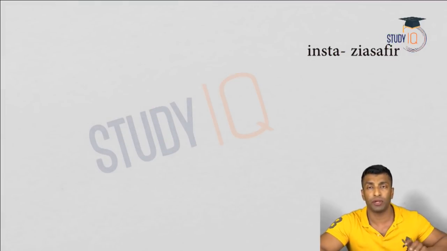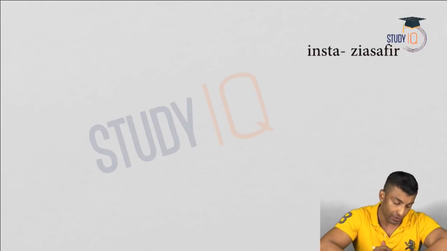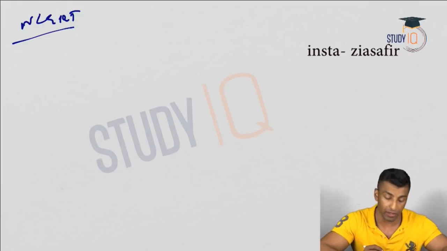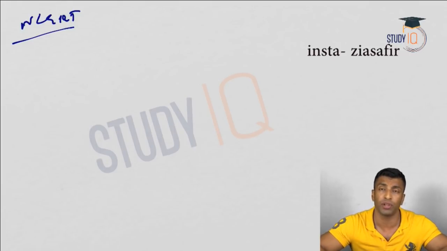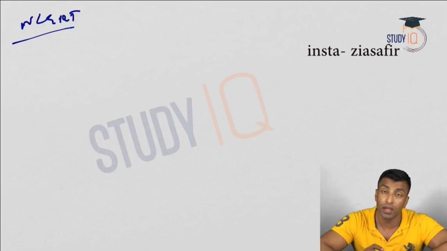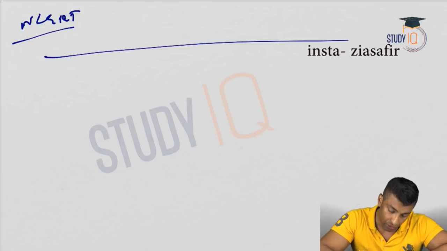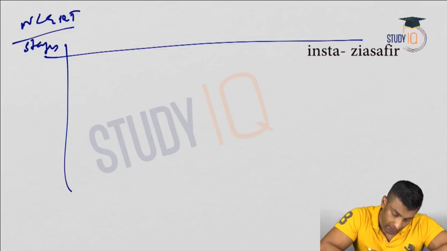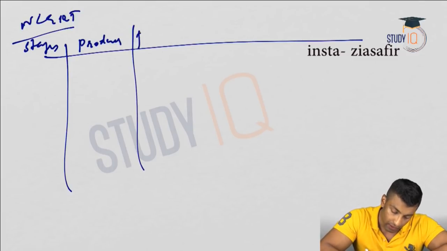Now let's take one example to understand this value addition. I've taken this from NCERT only. So let me draw a table so that you just focus on this table, you will understand all the concepts related to this value addition. Okay, so we will talk about different stages. We'll talk about the producer side, then we'll talk about the product.